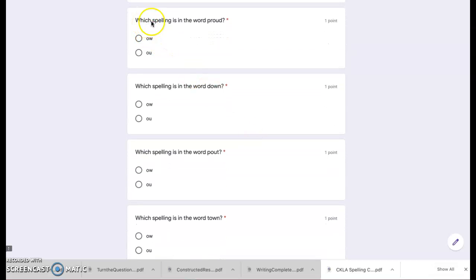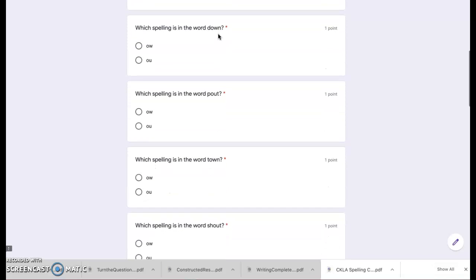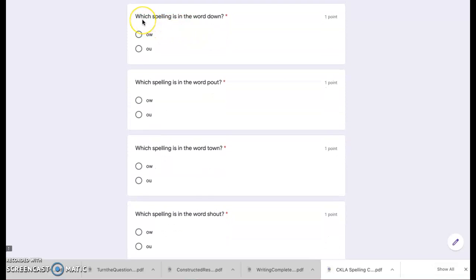The next one, which spelling is in the word proud? O-W or O-U? Which spelling is in the word proud? The next one says, which spelling is in the word down? O-W or O-U? Which spelling is in the word down?